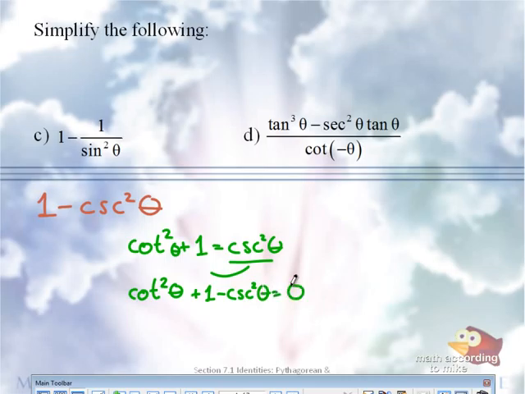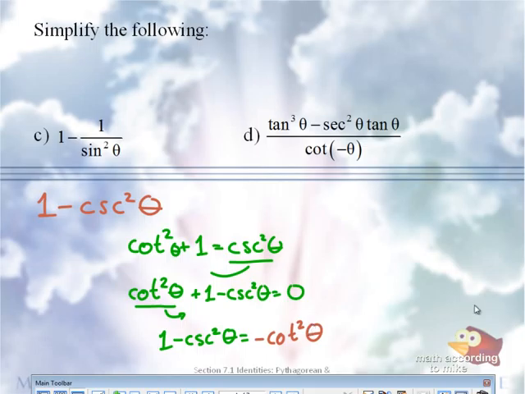So now what do we do to get the 1 minus cosecant squared by itself? By what operation? Rhymes with subtraction. Subtraction. So 1 minus cosecant squared of theta equals negative cotangent squared theta. There it is.